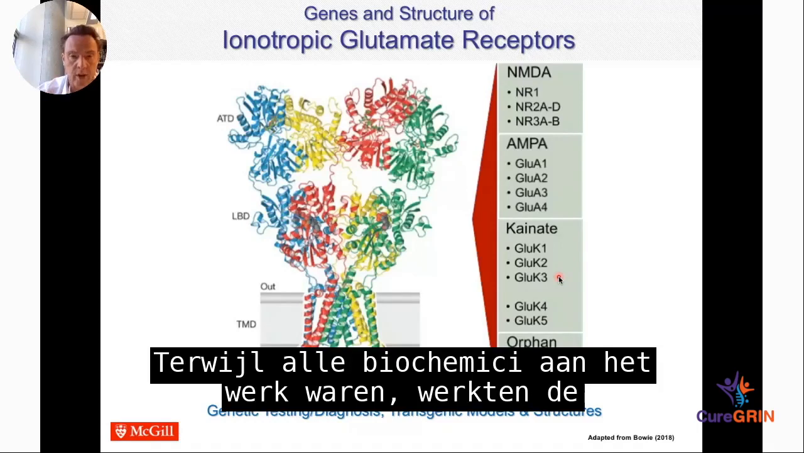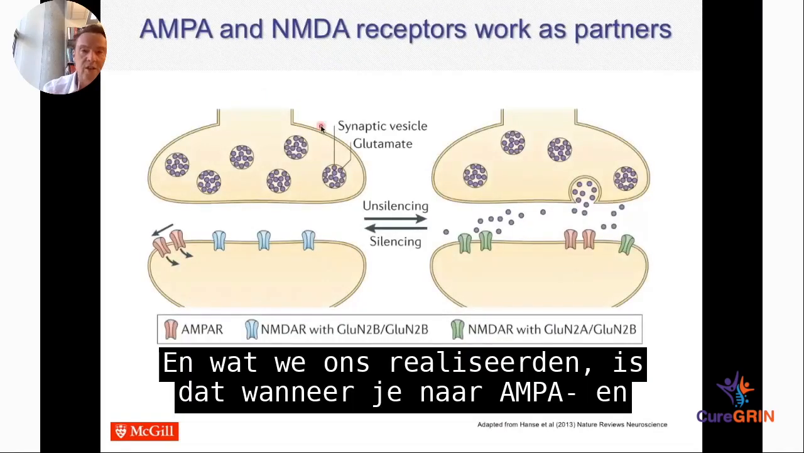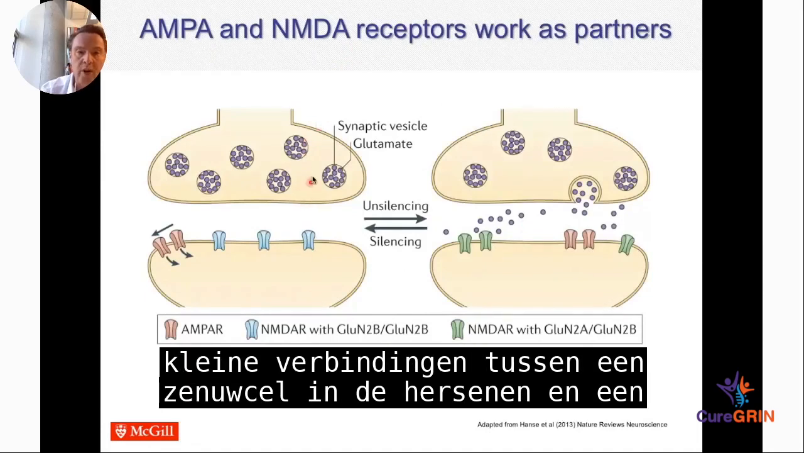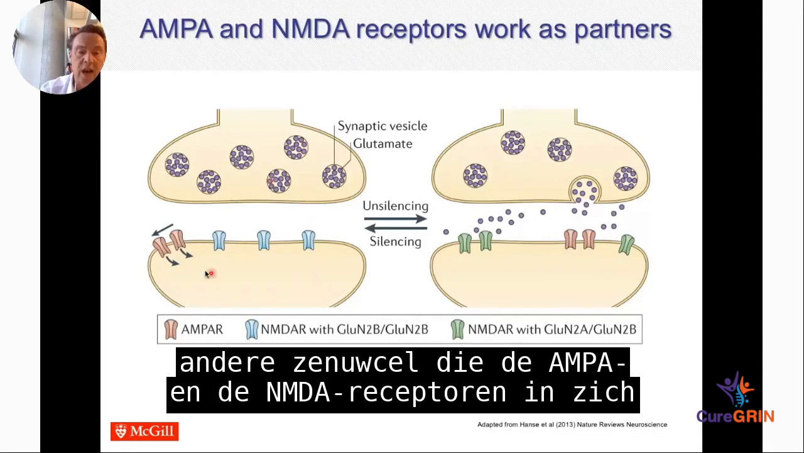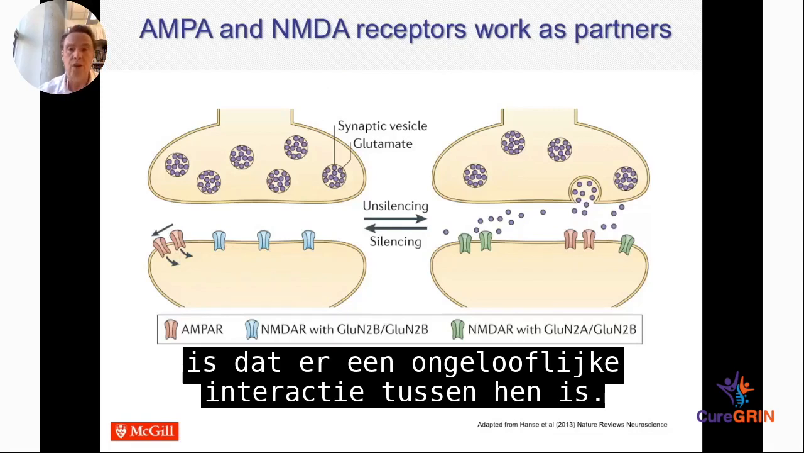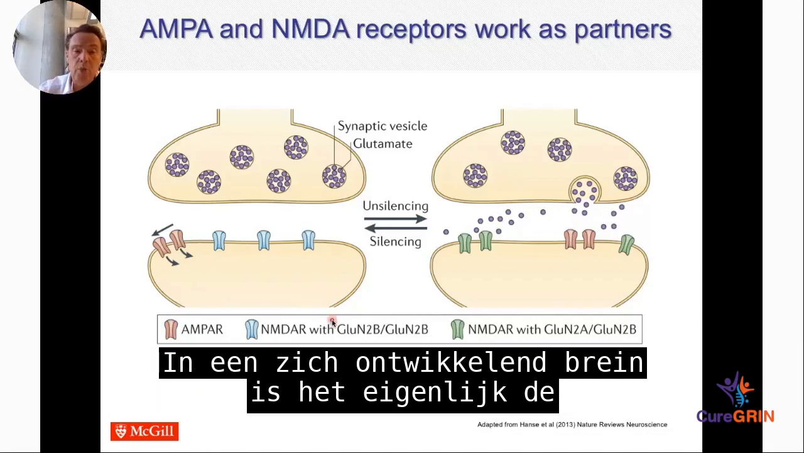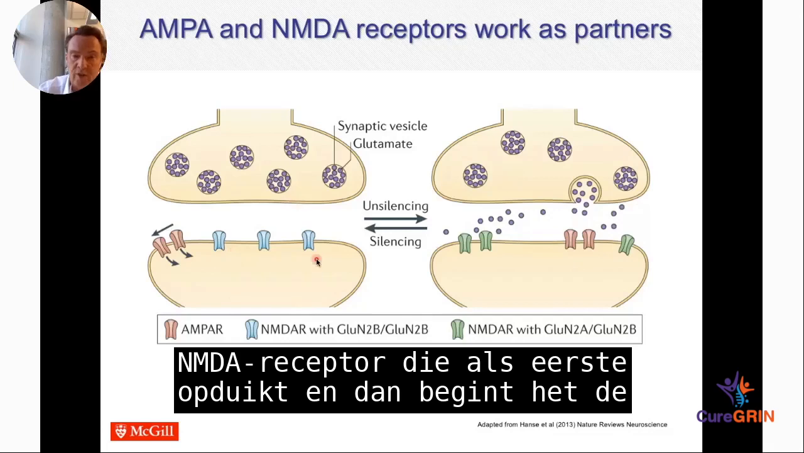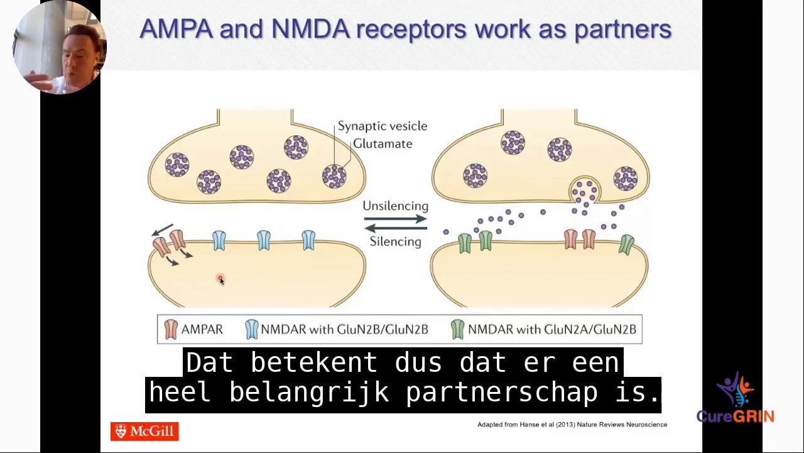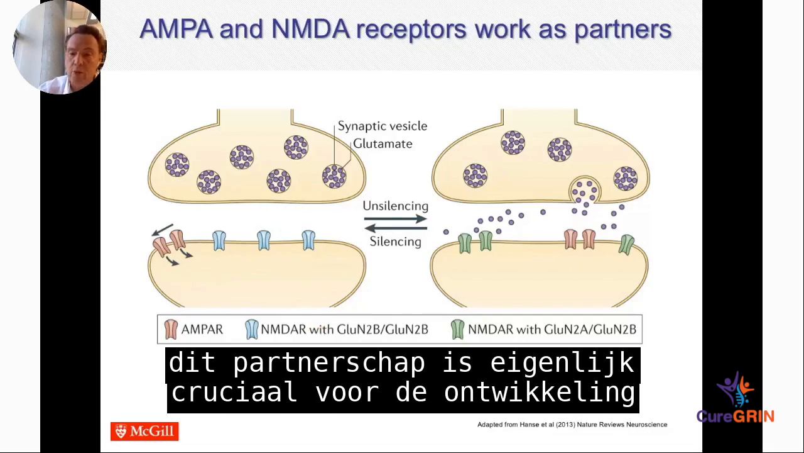While all the biochemists were working, the physiologists were also working away behind the scenes. What we realized is that when you look at AMPA and NMDA receptors at the very, very small connections between one nerve cell in the brain and another, there's an incredible interaction between them. They basically work as partners with each other in the brain. To give you an example, in a developing brain, it's really the NMDA receptor that turns up first, and then it starts to bring the AMPA receptors in. So this very important partnership, without getting into all the details, is actually critical for brain development.